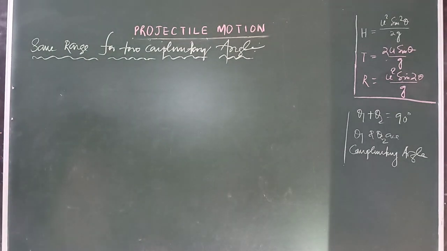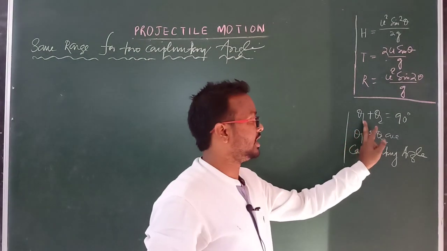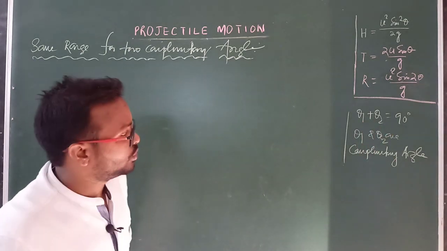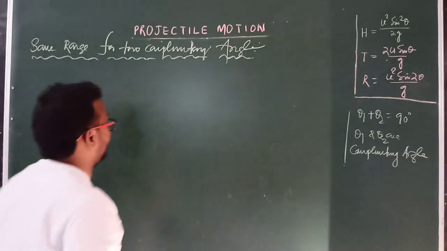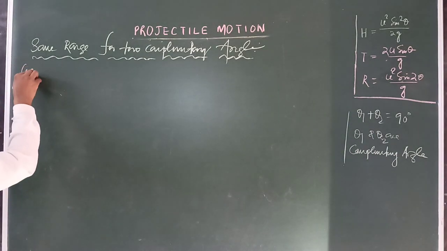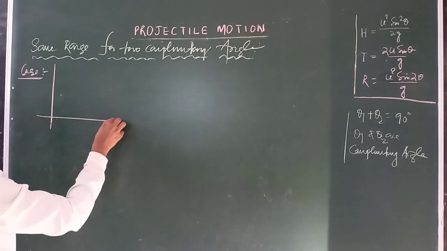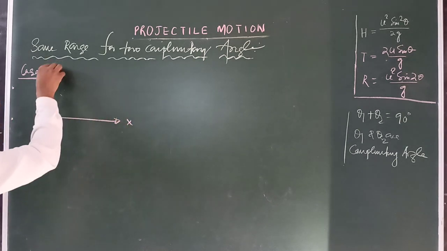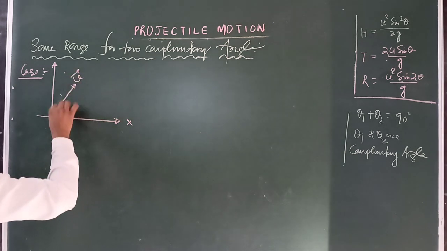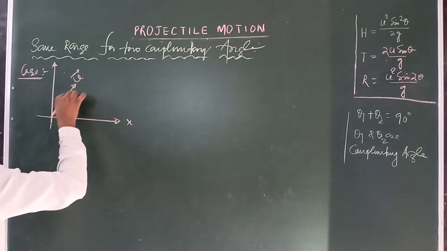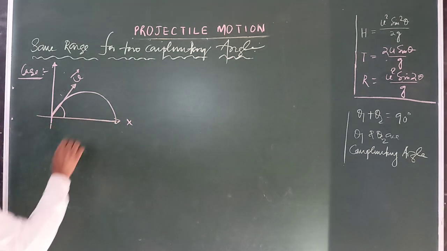Clear? Okay. So in this case, two complementary angles mean one is theta 1 and another is theta 2. Clear? So here suppose the first one is theta 1. I am writing here case 1. Case 1 means when we project a projectile into space with initial velocity, suppose u, at an angle theta with the positive x axis. So in this case, what will be the range?